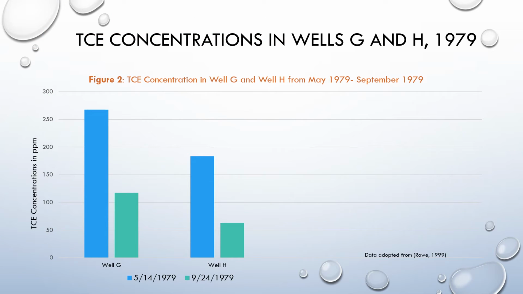So just how much TCE was in these wells? Well, at the initial reading on May 14th in 1979, well G contained well over 250 parts per million of TCE, while H had right below 200 parts per million. Once the wells were stopped and shut down, you can see measurements were taken again on September 24th of the same year, and contamination or TCE concentration went down, but the upper limit set by the EPA of TCE is 0.005 parts per million, making this a serious contamination concern.